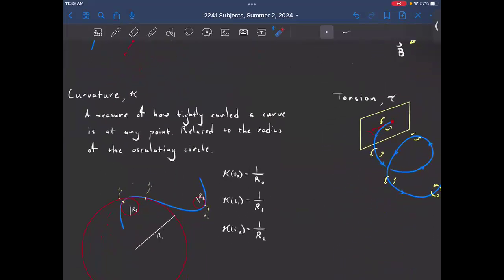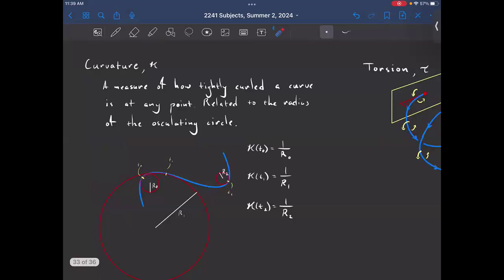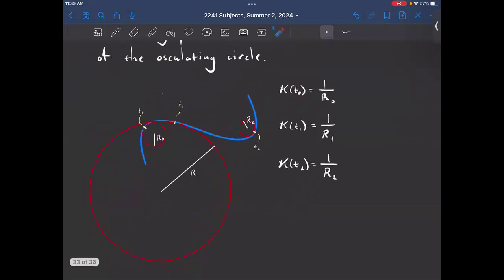And now curvature for a smooth curve is a measure of how tightly curled a curve is at any point. So you pick a point, curvature depends on where you're looking, and you think about how tightly this thing is turning right there. And that's related to the second derivative. So the curvature is inversely proportional to the radius of the osculating circle, which we'll define in a second. But I've drawn some pictures here to give you an idea.